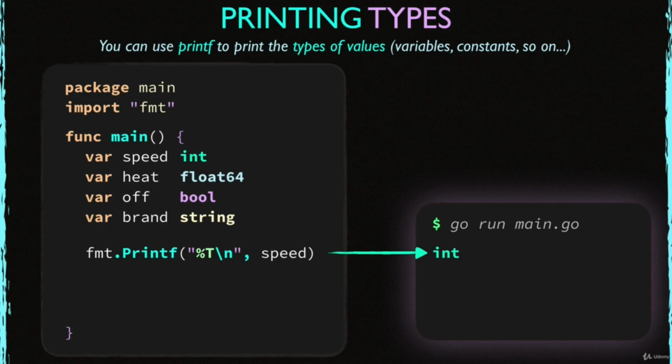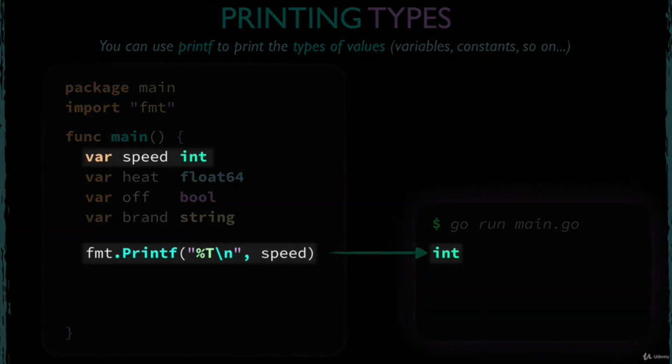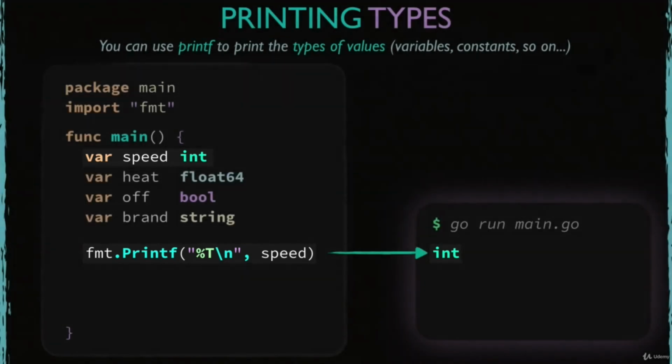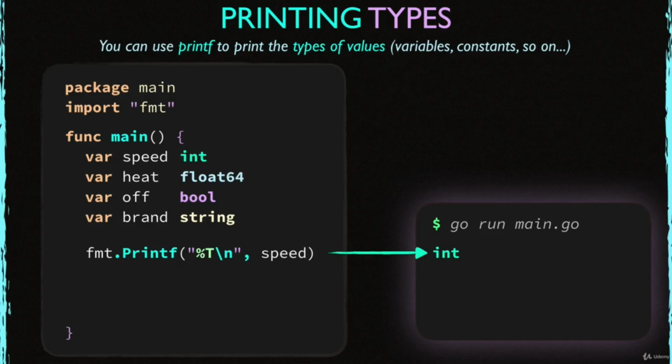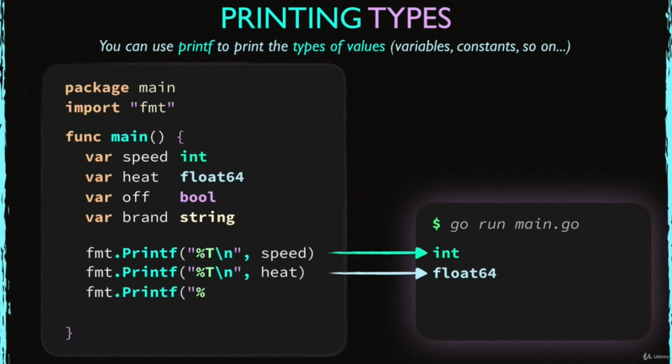As you can see, it prints int. Take a look at the declaration of the speed variable above. You can see that Go prints its type as int, which is correct, right? Now let's print the type of the heat variable using printf again, like this. Let's see how it prints to the console. It says float64, that's right. Now let's print the type of the off variable. It prints bool this time.